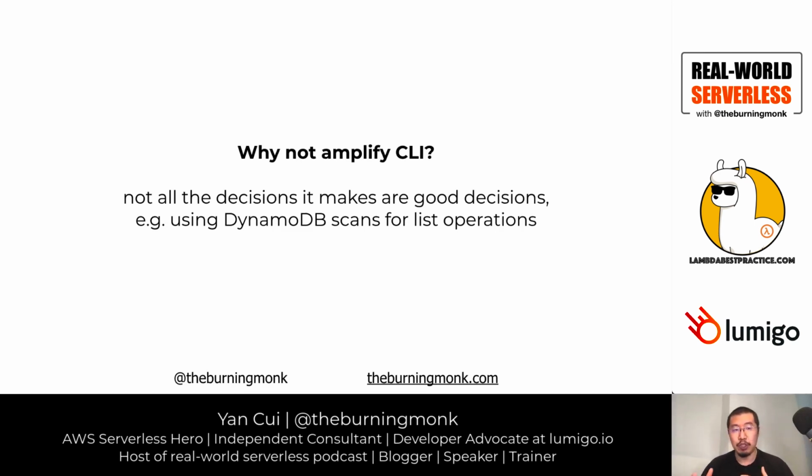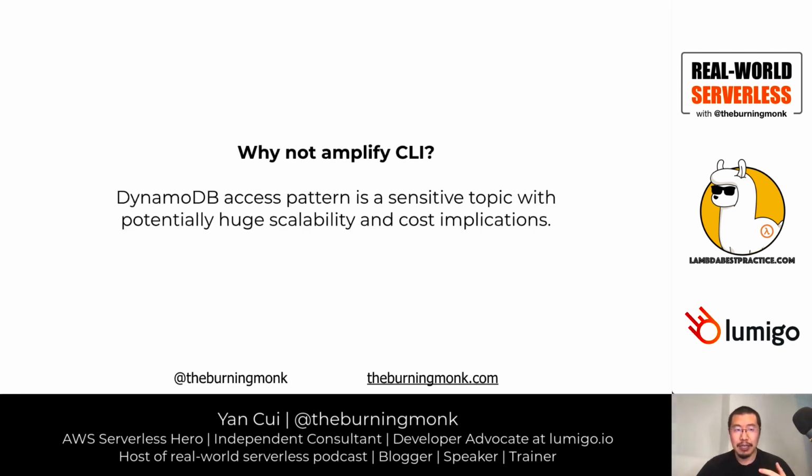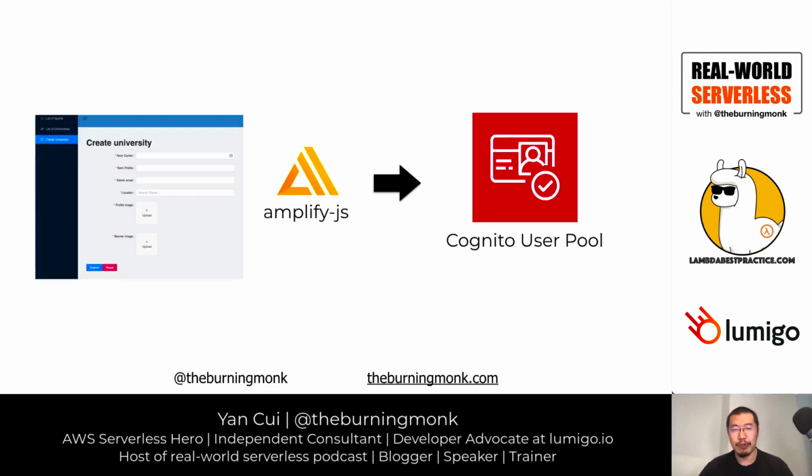For example, it defaults to using scan for list operations, and in this particular case, the DynamoDB schema and the access patterns are quite important here, with potentially huge scalability and cost implications. So I want to have tighter controls around that access pattern, and I need to understand my access patterns pretty intimately and how I configure my resolvers.